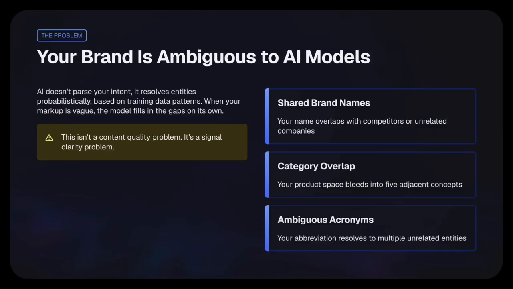A lot of the time, it's not necessarily the quality of content, but the clarity of the content that they're receiving. Some of the things that can cause this problem are shared names. Maybe you've got a name that's very similar to a competitor or even similar to a company in a completely unrelated space. Or maybe you have category overlap, where your product bleeds into a number of different categories. That can really create some confusion. And lastly, maybe you've got ambiguous acronyms, where your abbreviation means multiple things. It could mean your brand, but it could also mean two or three other things that are completely unrelated.